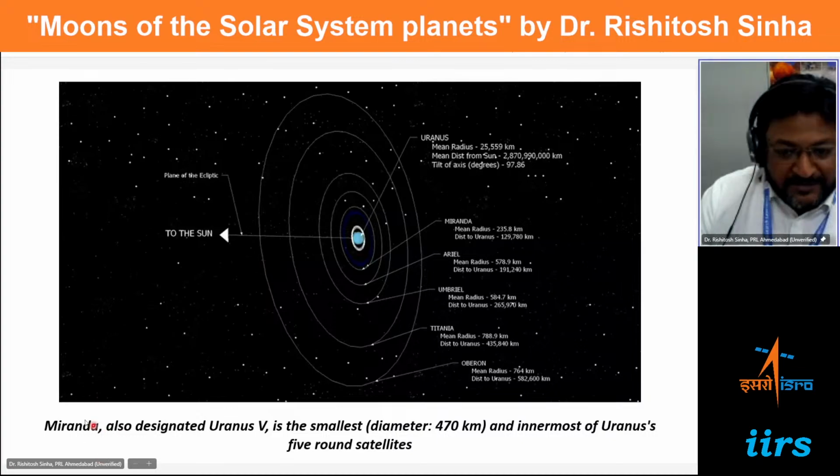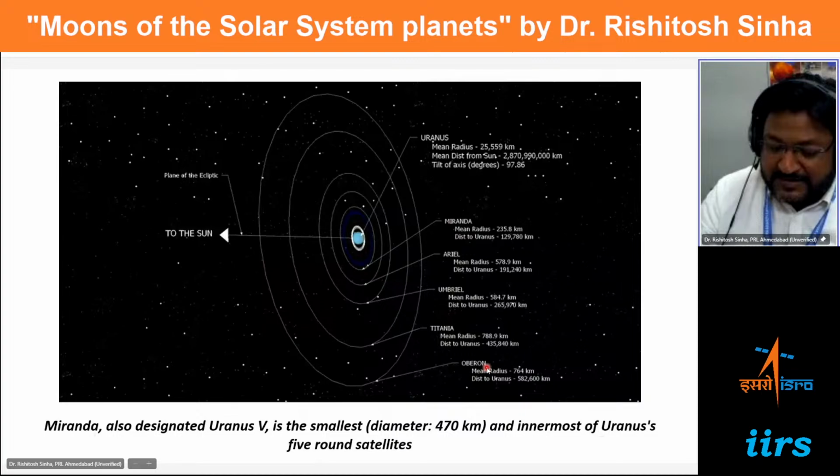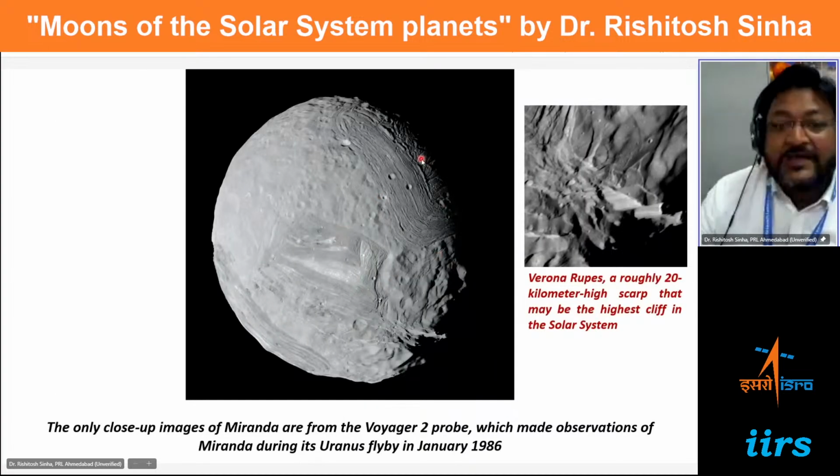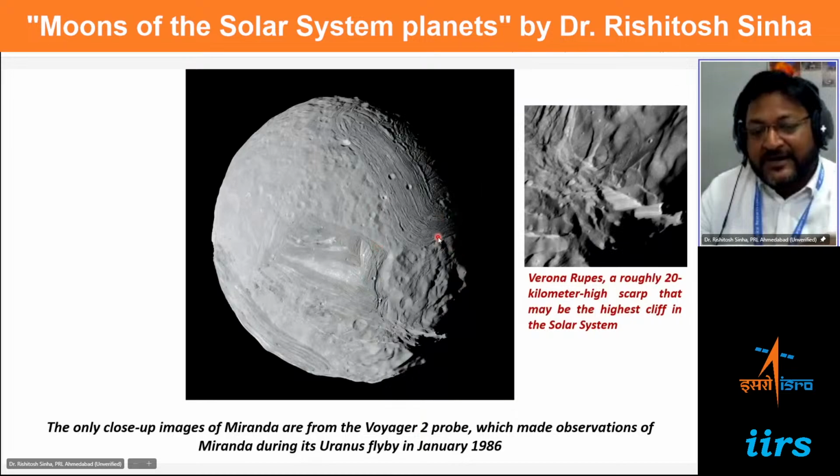Coming on to another moon, Miranda, which is a moon of Uranus, and you see Miranda is located somewhere here if you compare with the other moons. It is the closest one, and it is the innermost of Uranus' five round satellites: Miranda, Ariel, Umbriel, Titania, and Oberon. This is the only high-resolution image we have, because it was only once that the Voyager 2 probe could take close-up images of Miranda.